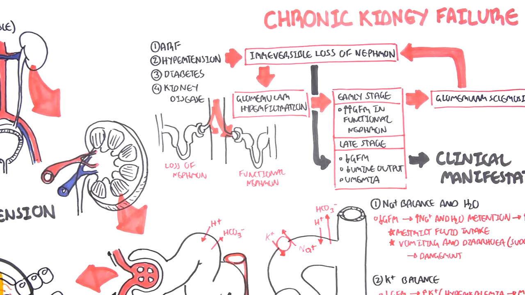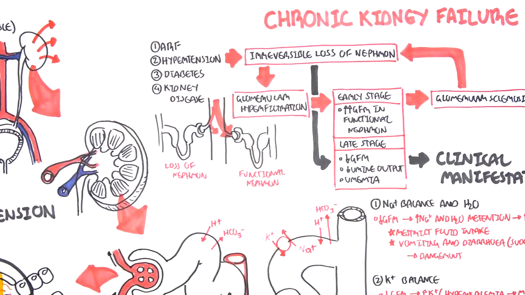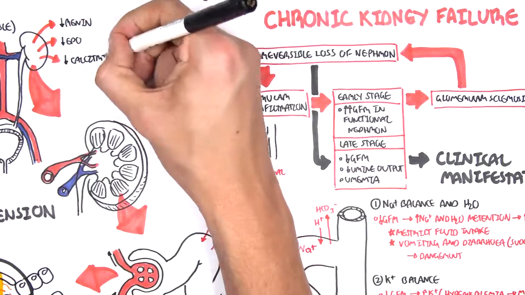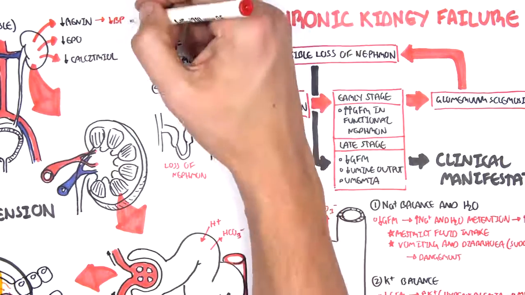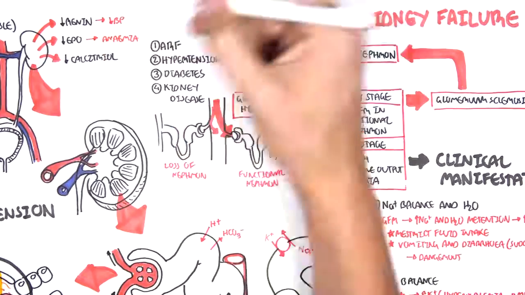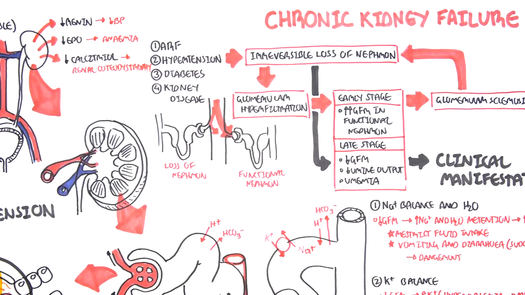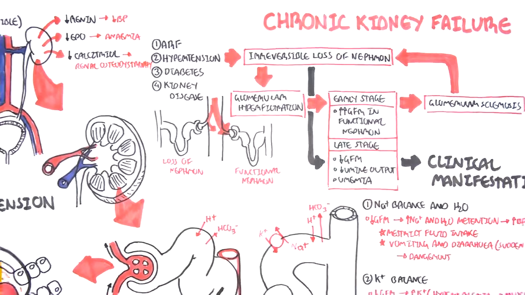Finally, as we have mentioned briefly, in late chronic kidney failure or chronic kidney disease, when a lot of nephrons are lost, this will eventually result in a decrease in renin production, resulting in a decrease in blood pressure, a decrease in erythropoietin, which results in anemia, and also, as I mentioned earlier, a decrease in the production of the hormone calcitriol, which causes renal osteodystrophy.